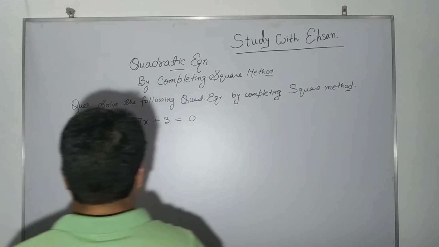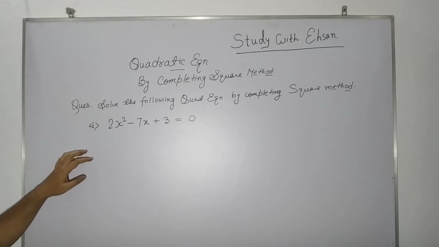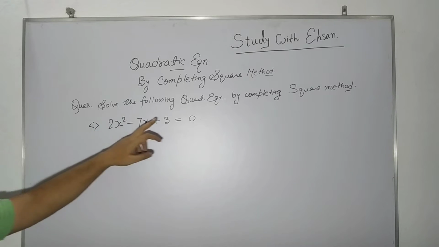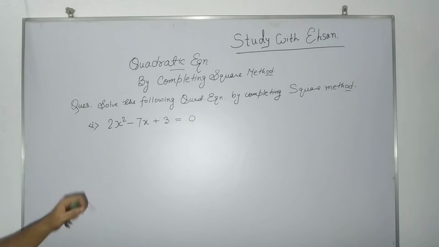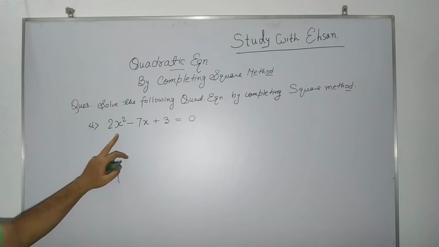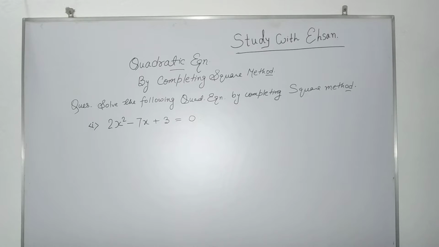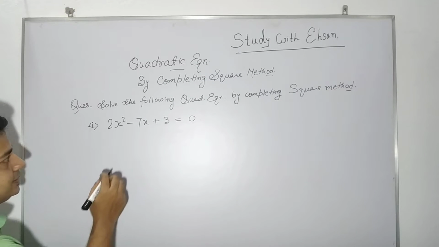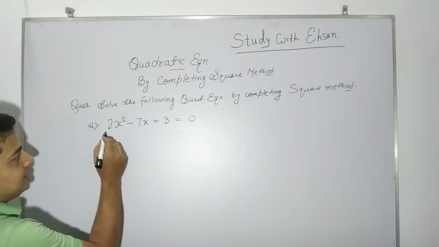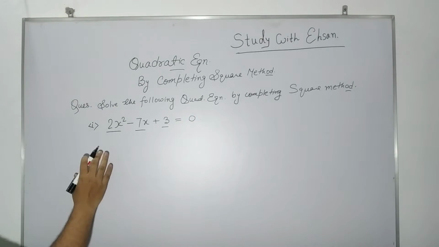So let us start. The question is before you on the board. Solve the following quadratic equation by completing square method. And the first equation is given: 2x square minus 7x plus 3 equal to 0. Students, how to solve this equation by the square method? There are three terms in this equation, first, second and third.